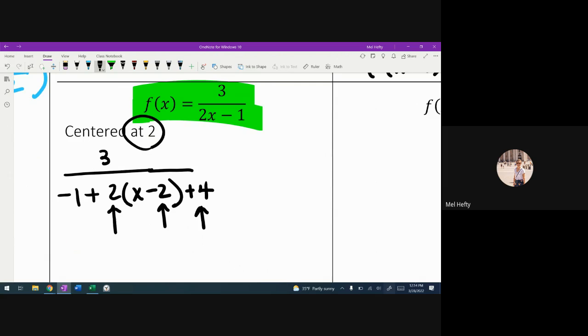So I'm trying to make the center of 2. So I'm trying to make x minus 2 in my thing. I can't just subtract 2 wherever I want. So I'm also adding 2, but since this was here.